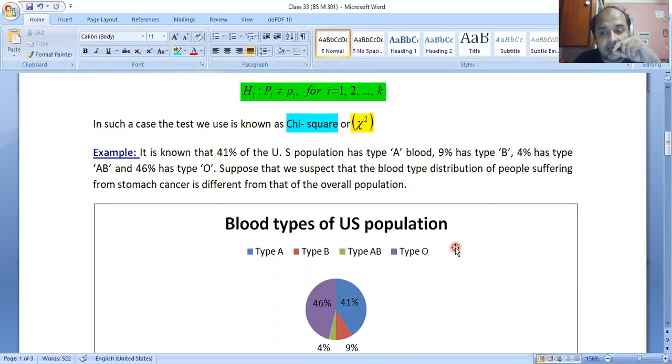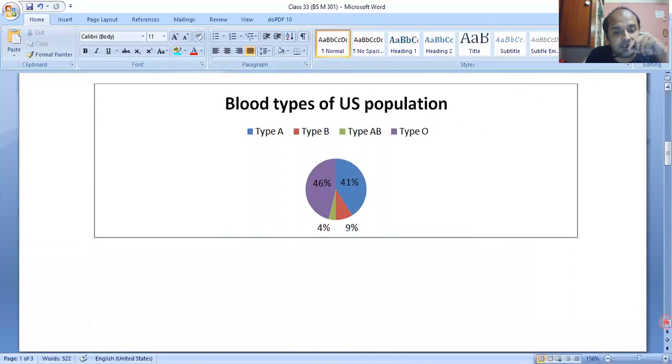Now we want to study what is the distribution of the blood types of those patients out of this United States population, those patients who are suffering from stomach cancer. What are their blood types? We want to study it. So we have got some sort of percentage over here. So we want to set our null hypothesis in the following way.